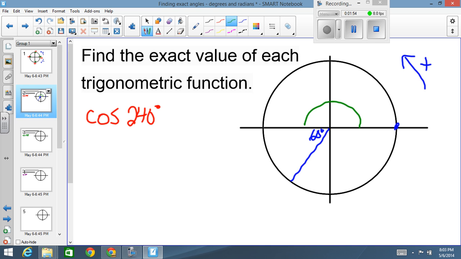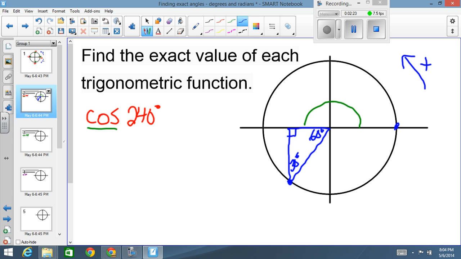So now, I know that when I'm asked to find a trigonometric value, I need to make a right triangle. But I always want to make my right triangles with my x-axis. So I'm going to go from this point here, and I'm going to go straight up to my x-axis, and back to the origin, put a 90-degree angle, and now I have myself a 30, 60, 90 right triangle.